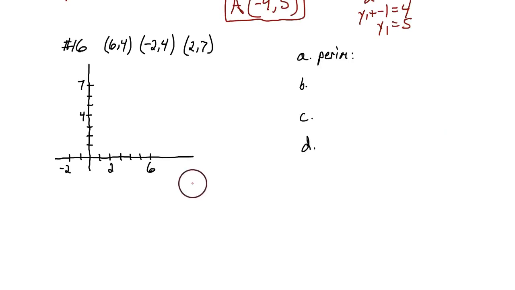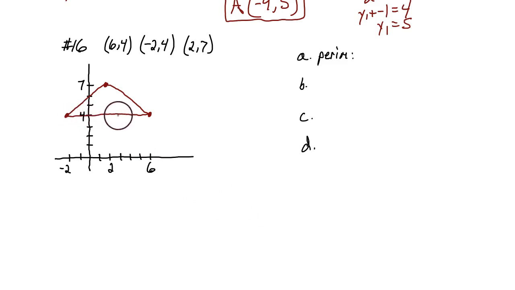Number 16, we're given 3 ordered pairs. We're asked to graph them on a grid. So here is 6, 4. Here is -2, 4. And here is 2, 7. And now we're supposed to connect them with segments. This creates a triangle. In question A, we're asked for the perimeter of the triangle. So to find the perimeter, you have to know how long all the sides are.